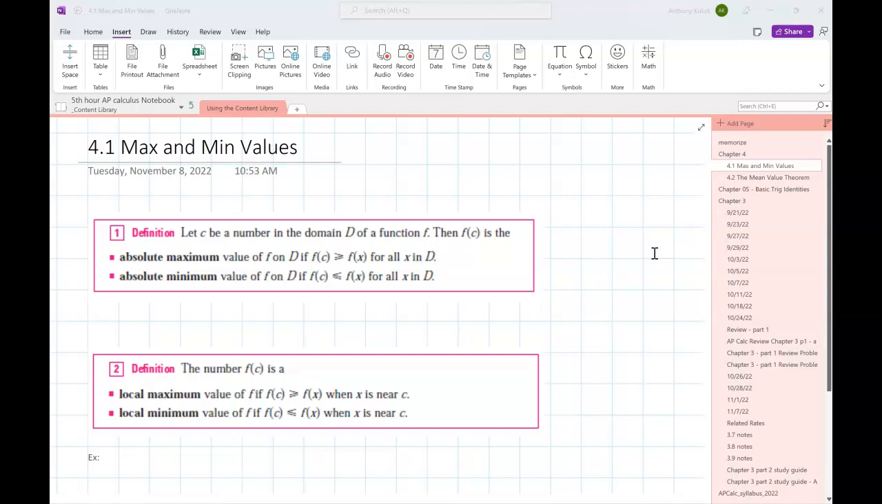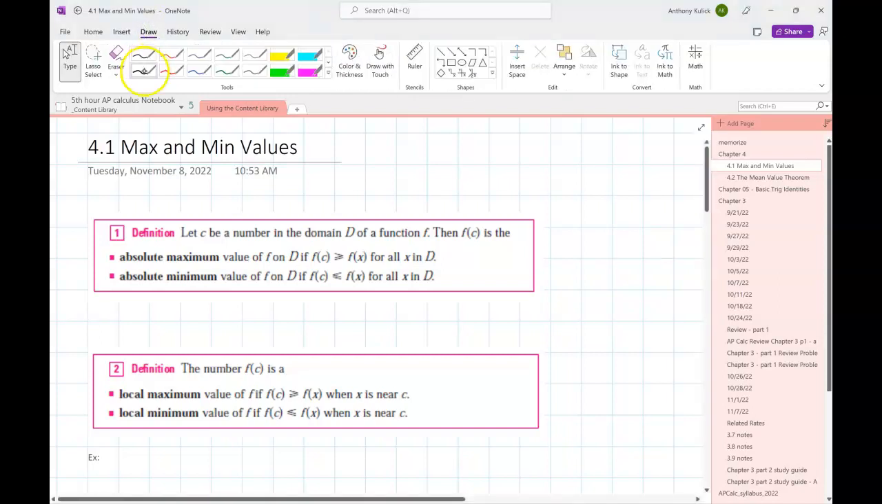We're going to be talking about sections 4.1 and 4.2. Section 4.1 is about maximum and minimum values. We're going to start with a couple of definitions.